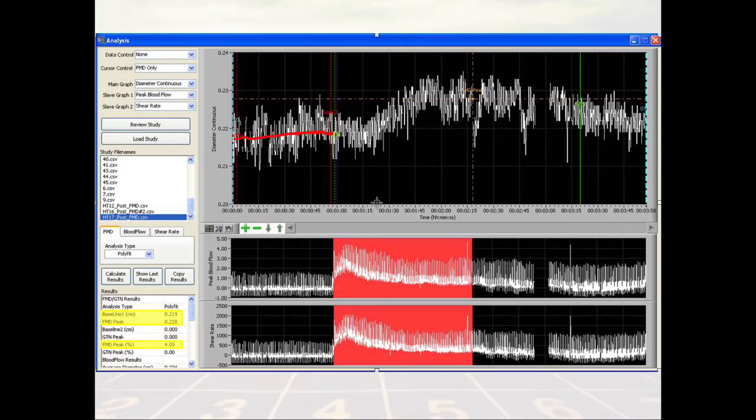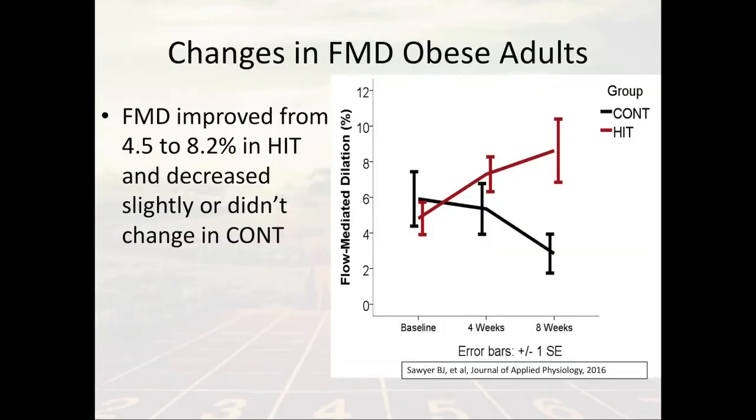Here's that baseline measurement. Here's the peak measurement. So the baseline was 2.19 millimeters. Peak was 2.28 millimeters. And that FMD peak was about 4%. This was an obese person who was sedentary at the beginning of my study, so they had a severely impaired endothelial dysfunction to begin. So that was the primary outcome of my dissertation study, and here's what we found.